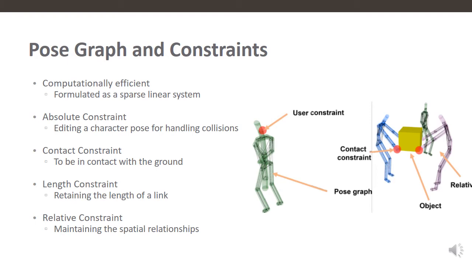The user can specify absolute positions of joints at certain frames for editing a character pose or for handling collisions. Equality constraints are used to enforce the feet to be in contact with the ground. Also, length constraints are used for retaining the original length of the links of the character.